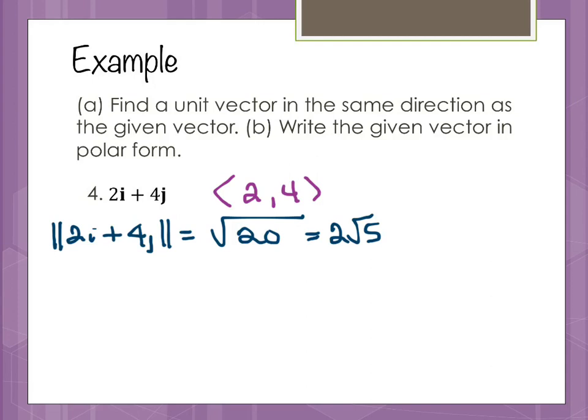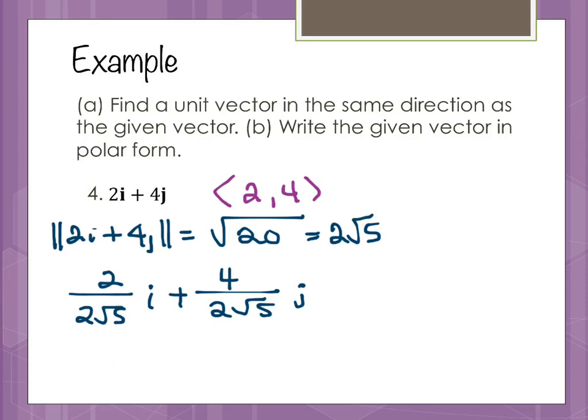So I want to take my components 2 and 4, those component forms, and do what? Divide them. Yeah, I want to divide them by 2 square roots of 5, or multiply them by 1 over 2 square roots of 5 would be fine as well. So I'm going to take 2 and divide by 2 square root 5. This is still i. And I'm going to take 4 and divide by 2 square root 5, and that's j.